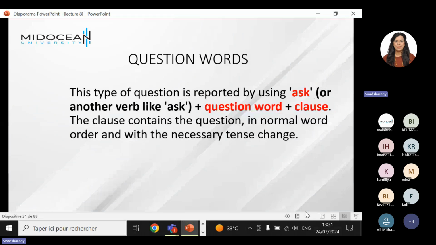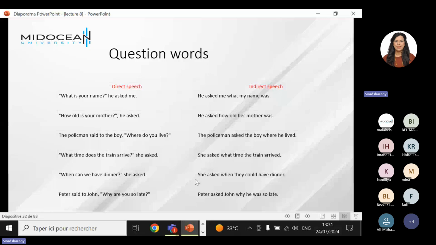Here you have examples. Direct speech. Example number 1. What is your name? He asked me. Indirect speech. He asked me what my name was. Number 2. How old is your mother? He asked. Indirect speech. He asked how old her mother was.